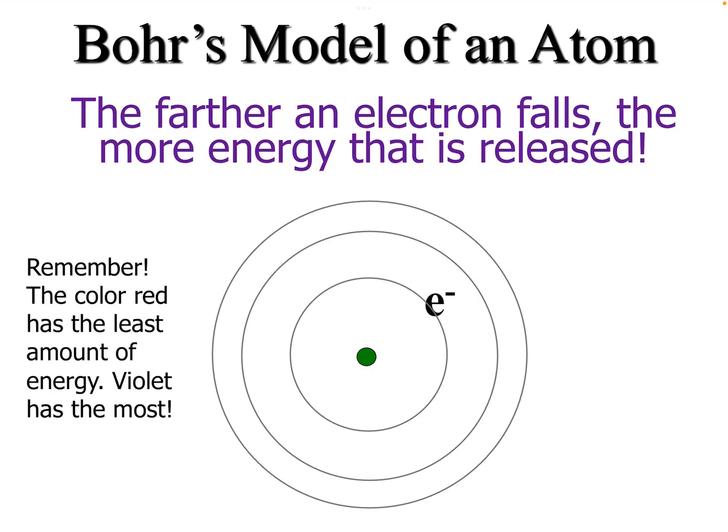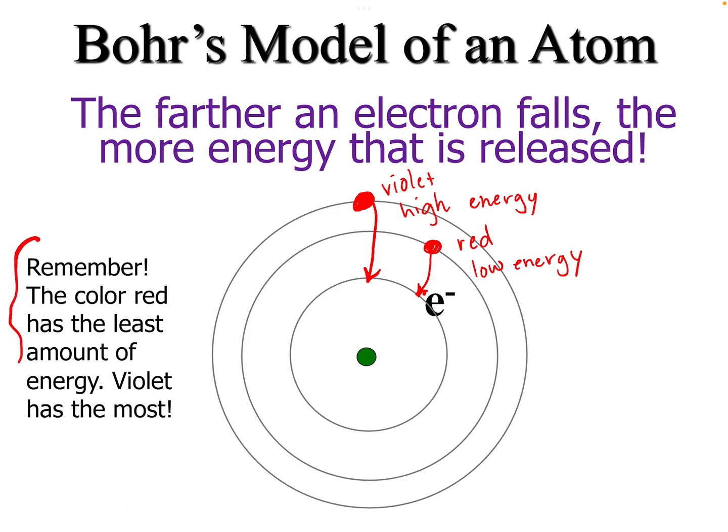The farther an electron falls, the more energy that's being released. So let's say there was an electron here, and it fell back to the ground state. That's a long way to fall. Maybe that released some violet light because it's higher in energy. Whereas something that fell a shorter distance, maybe just from this energy level back to here, maybe produced red light because it's lower in energy. So the farther an electron falls, the more energy that's released.